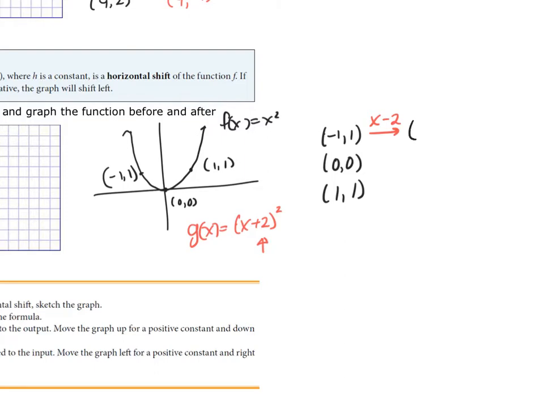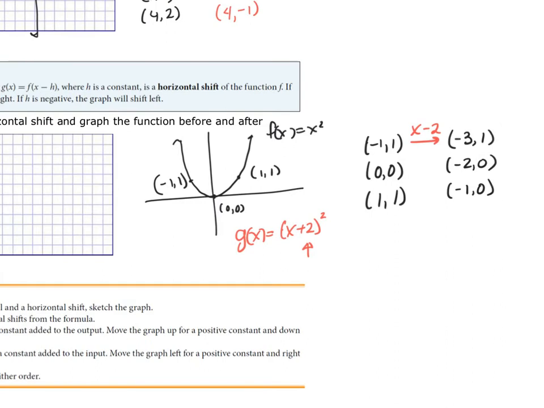And so I've got negative 1 goes to, since I'm subtracting 2 from, goes to negative 3, comma 1. 0 goes to negative 2, comma 0. And 1 goes to negative 1, comma 0. So it's changed all of my x's.